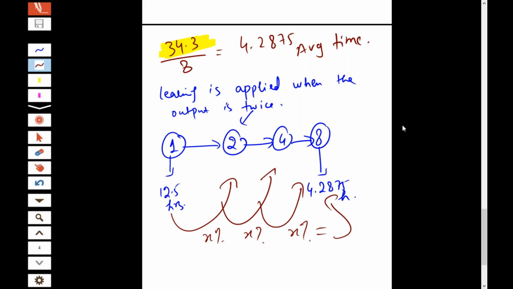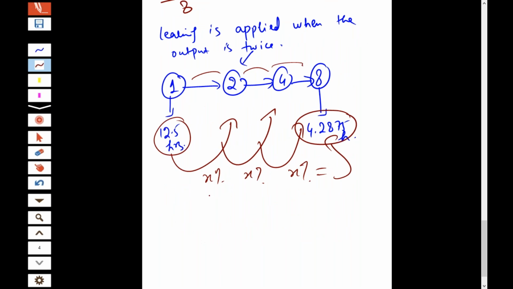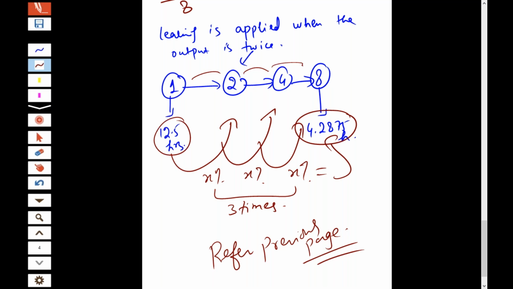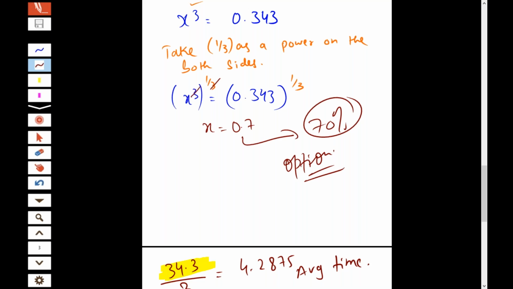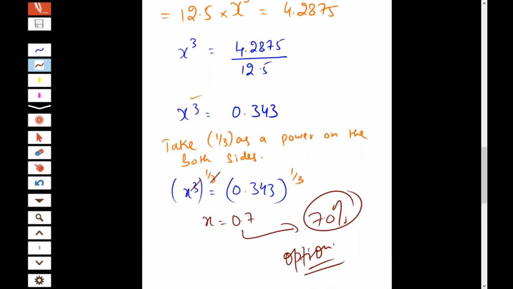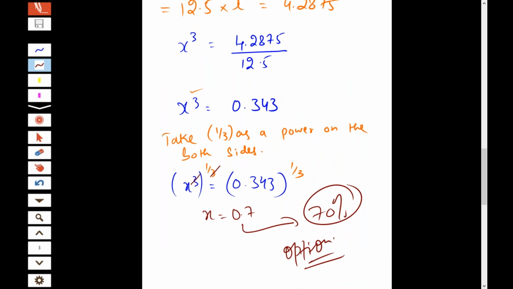All right. So 1, then 2, then 4, then 8. The first unit is given. This is what we calculated, which means 3 times learning was applied. Refer to the previous page for the detailed calculation. This is 70%, which was option C.